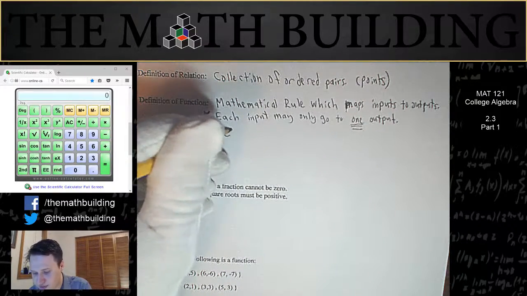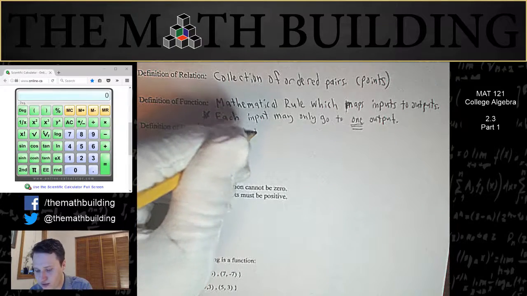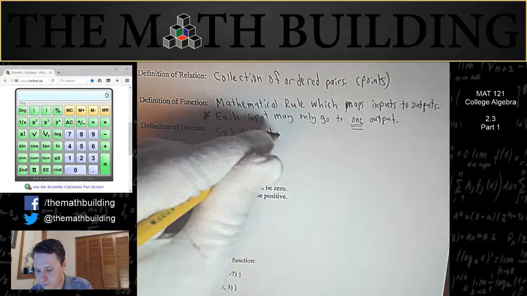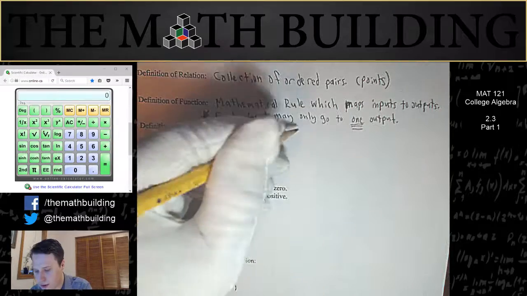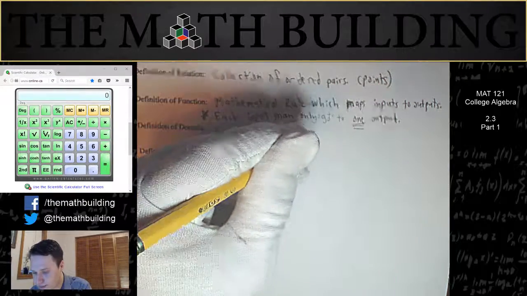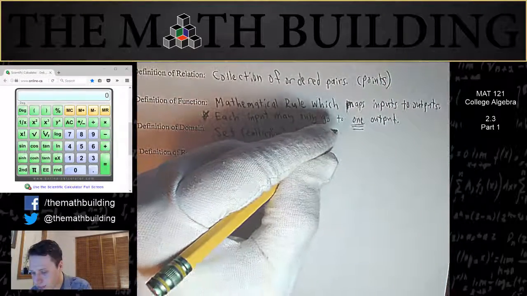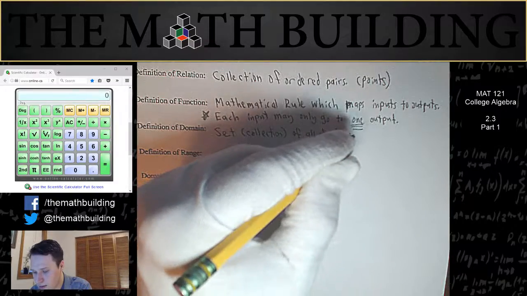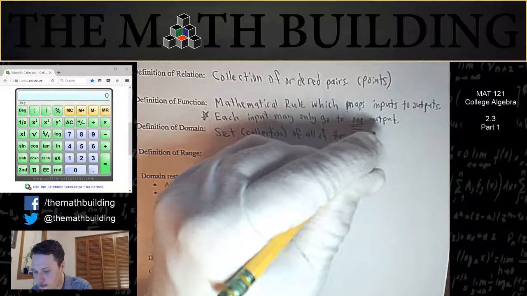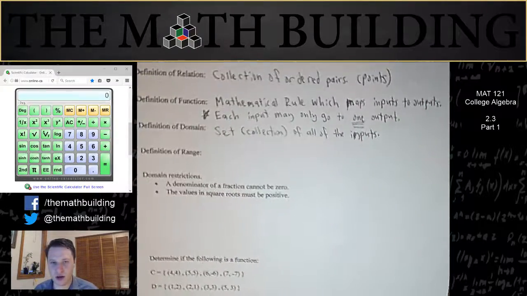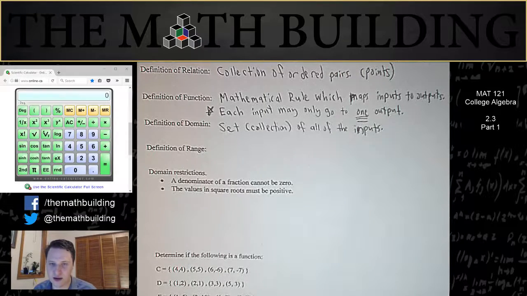Let's define two more words really quickly, the domain and the range. The domain is the set, which means collection, of all of the inputs. So all of the possible inputs of our function go to a set called the domain. And so the domain is like a basket. It's a collection. It holds all of our inputs.